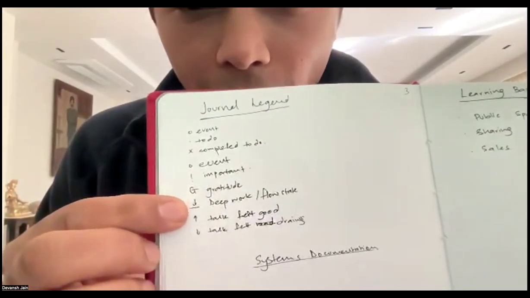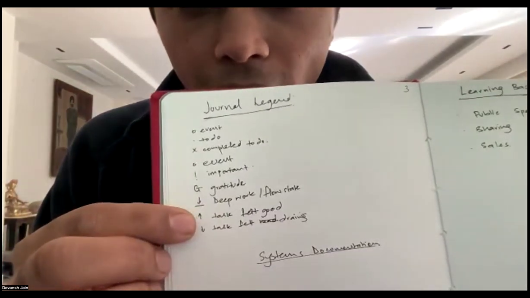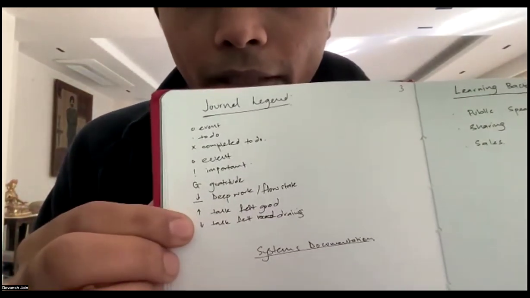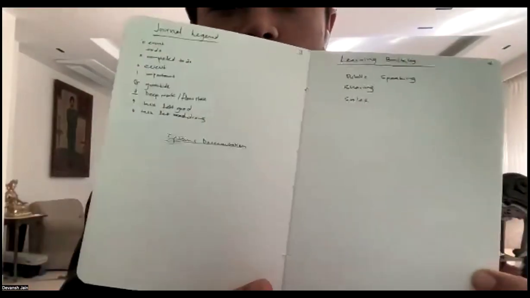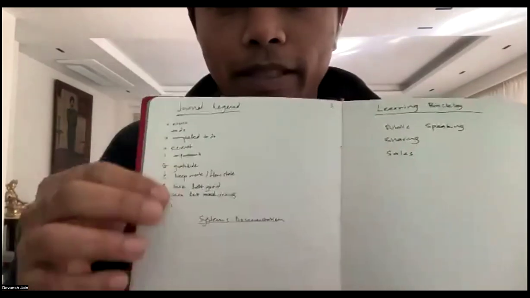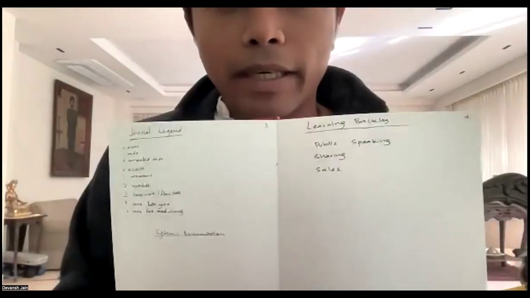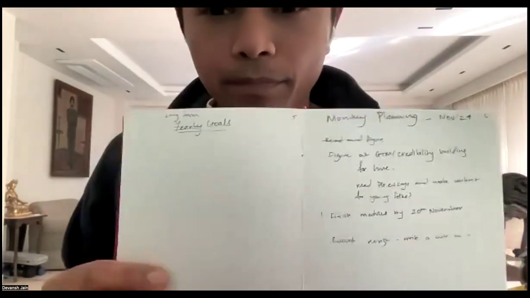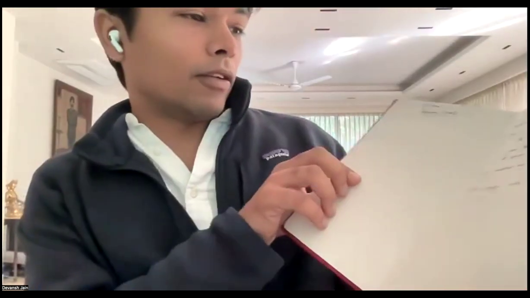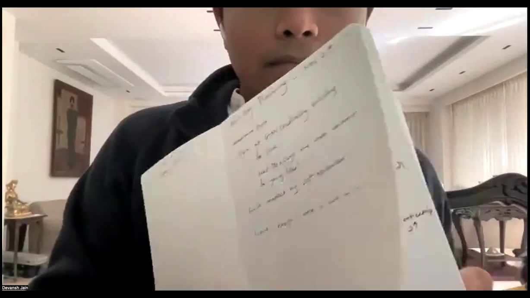Important, gratitude, deep work, work that I like doing, work that I didn't like doing. And then you can add your own, right? As you do this system, you can add your own shorthand, so you don't have to write everything down. Learning backlog, what all I need to learn. What is this? Long term goals, monthly planning.